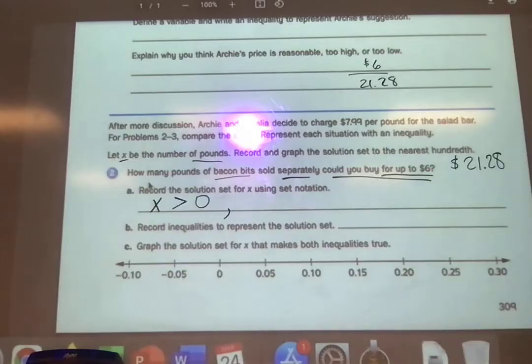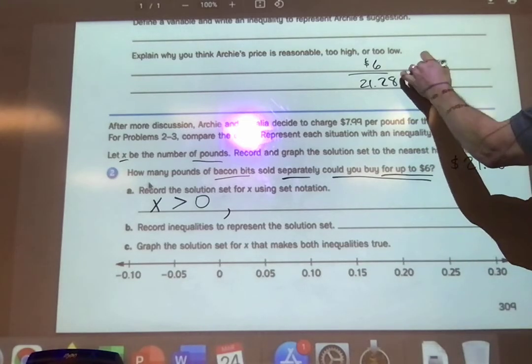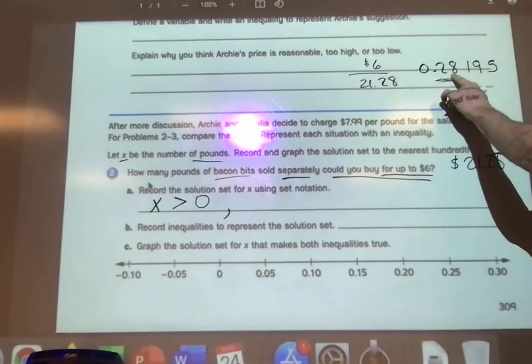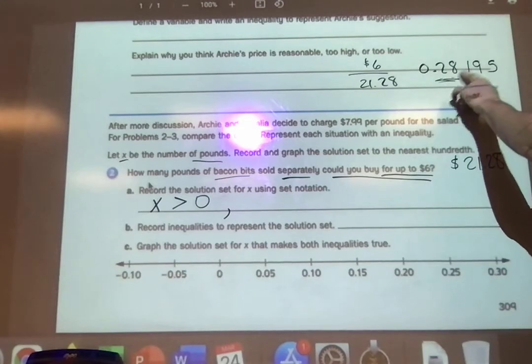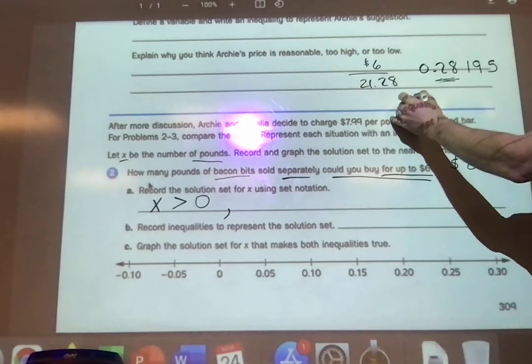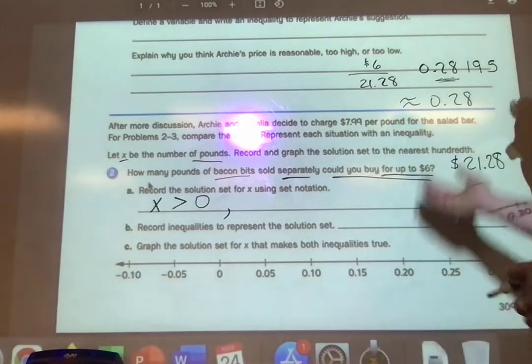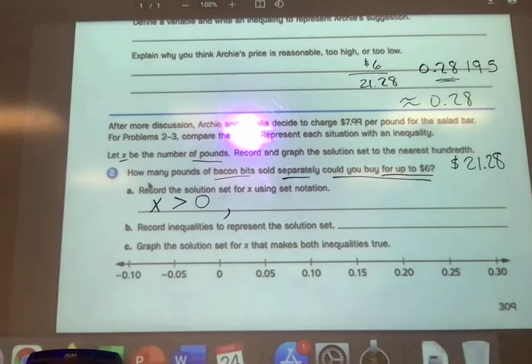And if I take 6 divided by 21.28, you're going to get something like 0.28195, and it keeps going. It said to round to the nearest hundredth, so I look at the tenths, the hundredths, and I look back to the 1. I'm not going to round it up. So approximately, just looking at it that way, I can get 28 hundredths of a pound of bacon bits for $6.